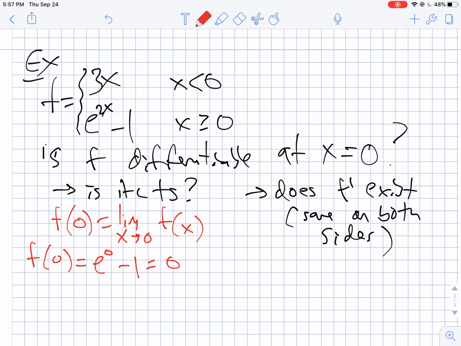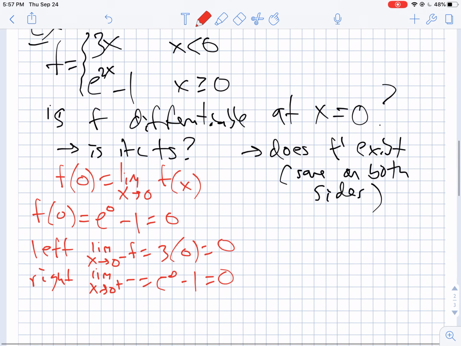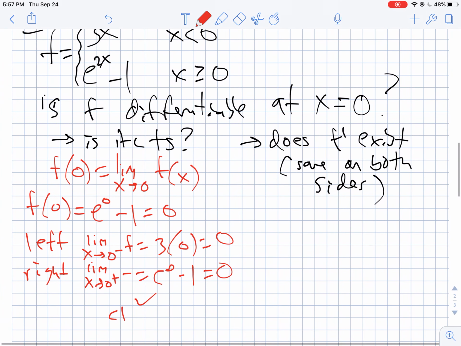Now if I take a left-hand limit here, the limit as x approaches 0 from the negative side, I end up getting 3 times 0, which is 0. If I take the limit as x approaches 0 from the right side of f, I get e to the 0 minus 1, which is still 0. Okay, so this is our check that we know it's continuous. We've done that maybe like a month ago.